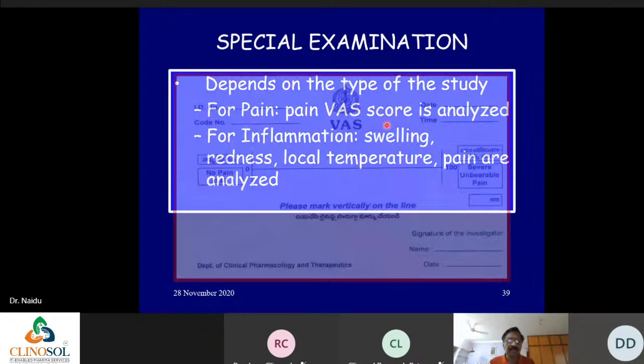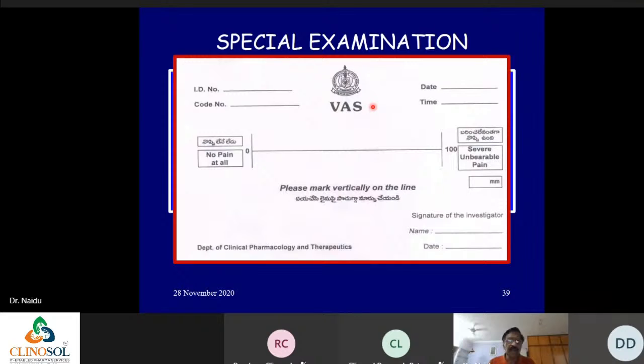So this is the visual analog scale which I used when I am evaluating a drug for pain. No pain, he will put a mark somewhere here. When pain is very severe, the participant will put it here, and then I will measure in centimeters. So this is the visual analog scale for me to evaluate the analgesic drug. So this is a special examination.